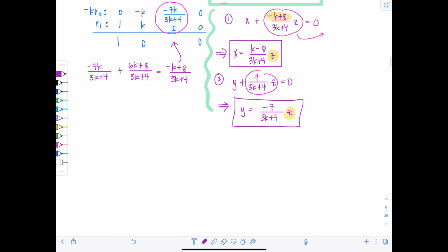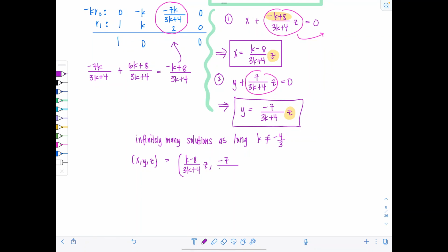Okay, so we can just summarize now and say we'll have infinitely many solutions as long as 3k plus 4 isn't 0, so as long as k does not equal negative 4/3, right? And so if we were to write an ordered triple x, y, z, it would have the following form. So x is equal to k minus 8 over 3k plus 4 times z. Y is equal to negative 7 over 3k plus 4 times z, and z is just z, right?